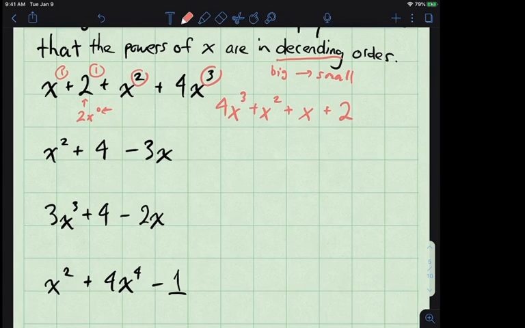We can go through this process again, add it in, make it super obvious. Now we can see we just need to switch these two. x squared, minus 3x plus 4. That's the answer to the second do now problem.